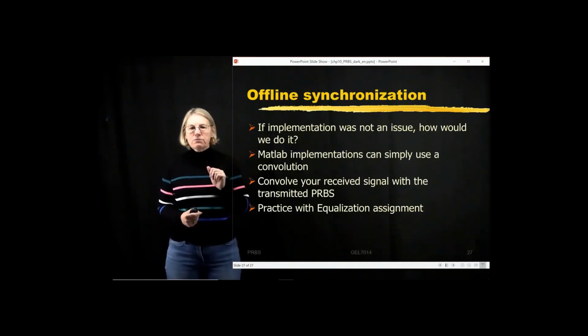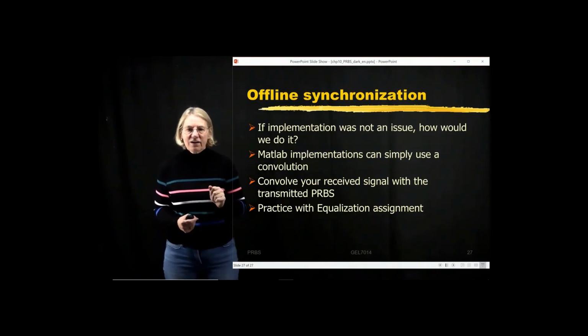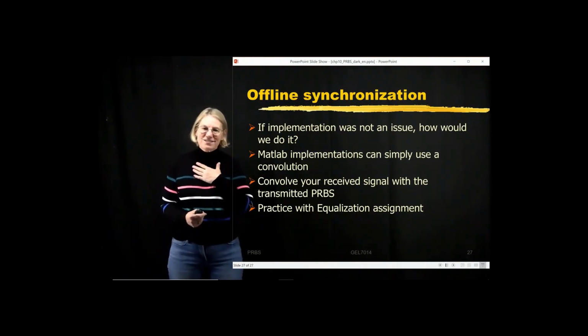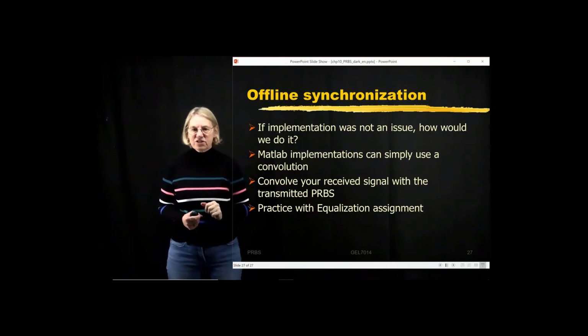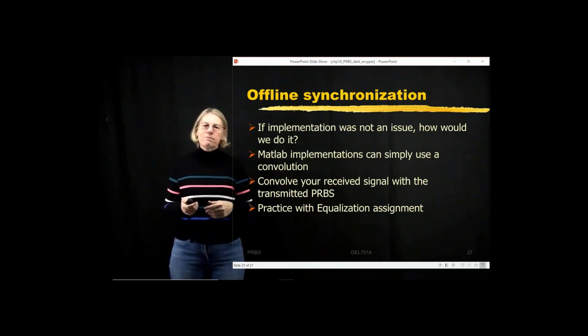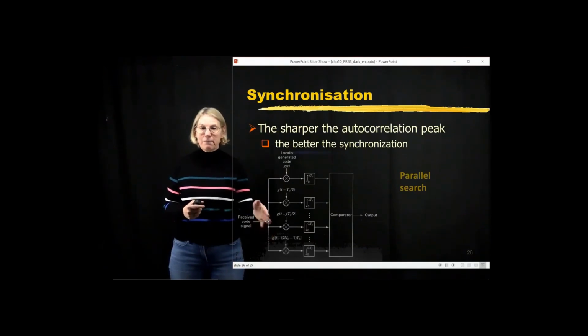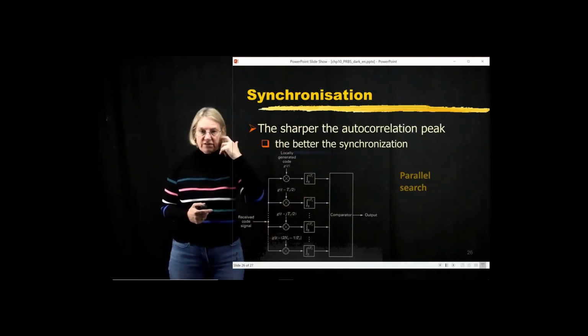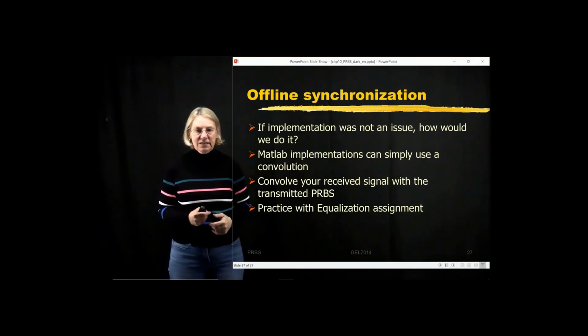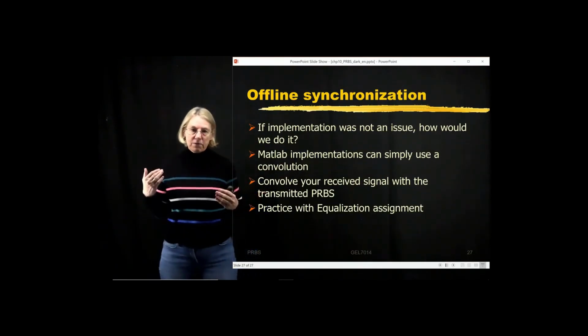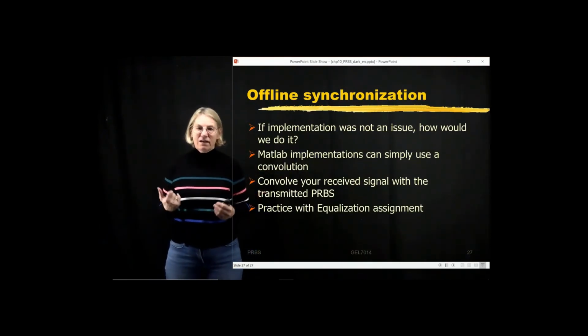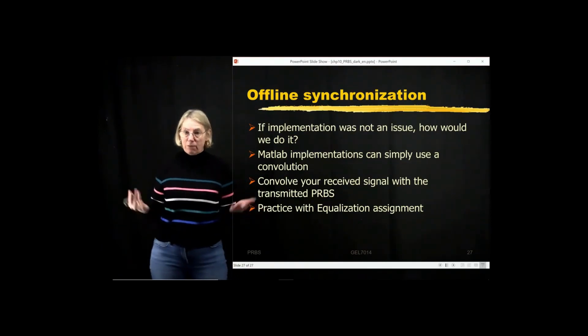But what I want to mention to you is that our requirement is not this hardware requirement. We're doing offline synchronization in our experiments. In a bit error rate tester, they might have this hardware in order to do a very fast synchronization, make things speedier. But in our example, we're doing offline manipulation of our captured signal. If implementation is not an issue, how would we do it?